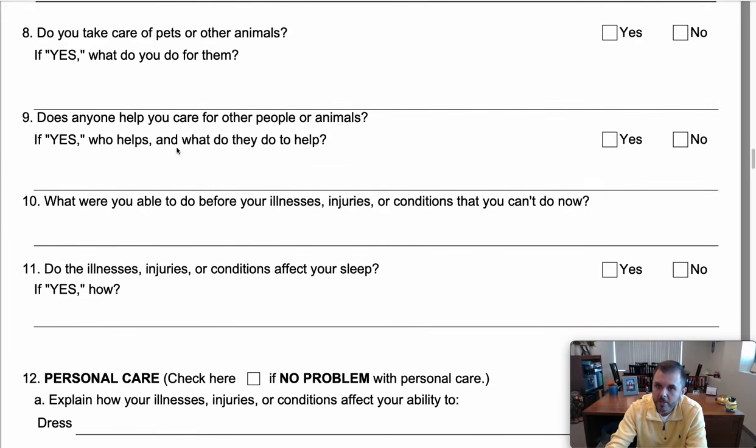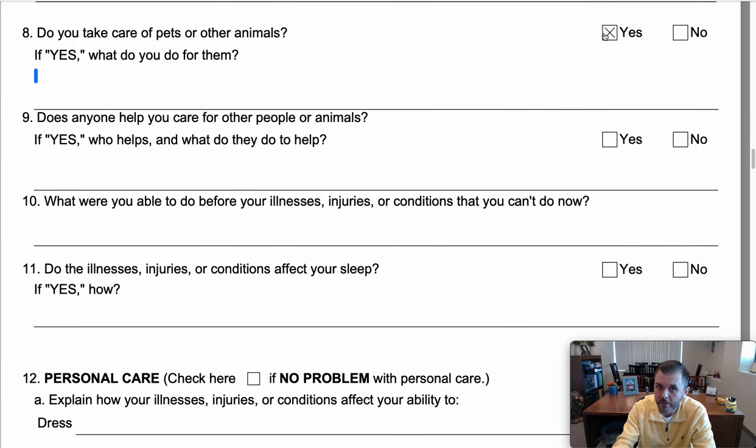Question number 8, however, is different. Do you take care of pets or other animals? I found that if you check yes, that in rare cases will hurt your claim. Usually it's okay to take care of Fido or Spot and still be disabled, okay? Because that takes a minimal part of your day, 10 to 15 minutes per day at the most, okay? So checking yes, unless you're a professional dog groomer or you go to horse shows or something, I think question 8's perfectly fine to check yes.